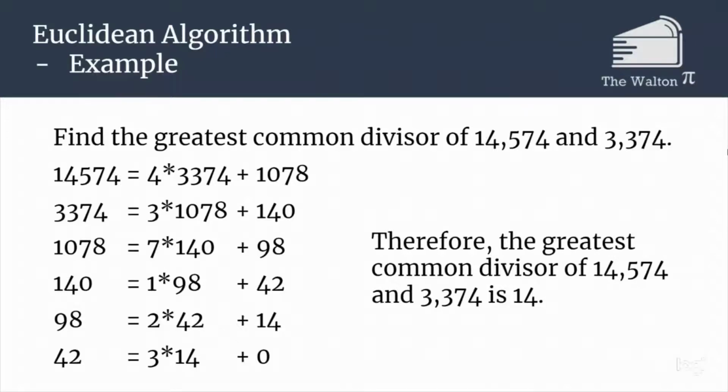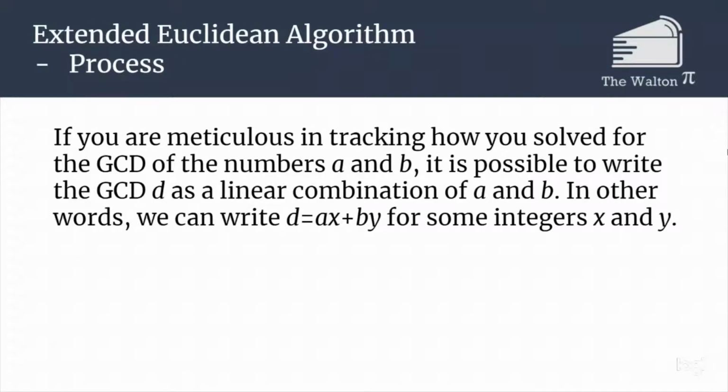So another question might be, is it possible to write the greatest common divisor in terms of a and b? And it turns out that that is always going to be true. If we're careful in how we solved for the GCD using the Euclidean algorithm, it's always going to be possible to use that to help us write the GCD as a linear combination of a and b. So we can write d equals ax plus by, where x and y are some integers. So let's go through the process to figure the values of x and y out for the example we just went through.